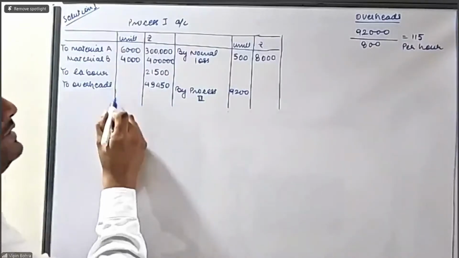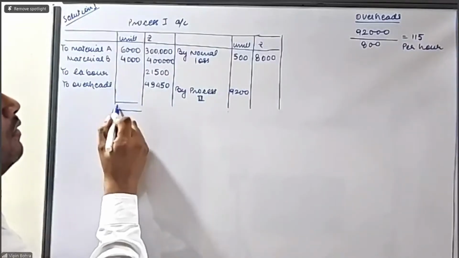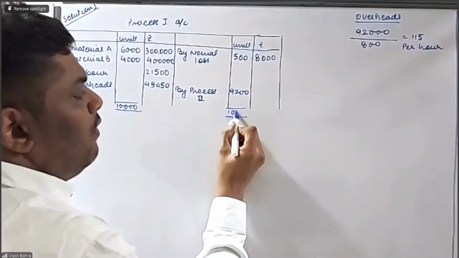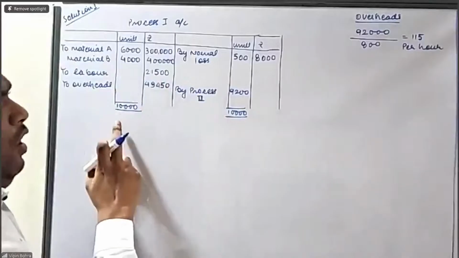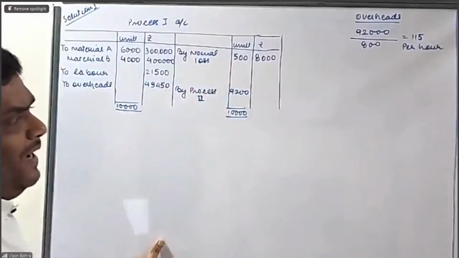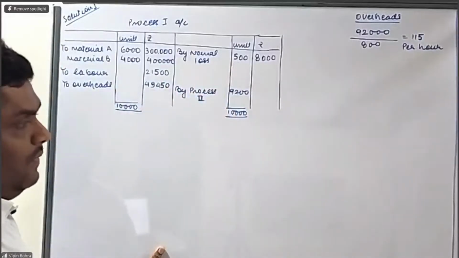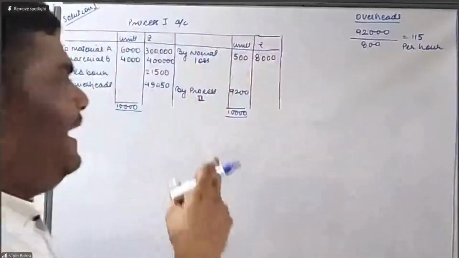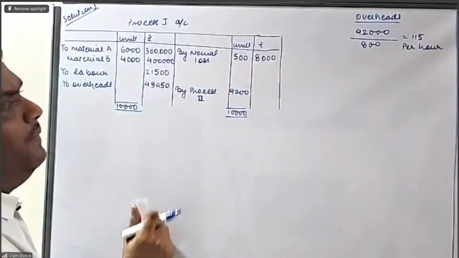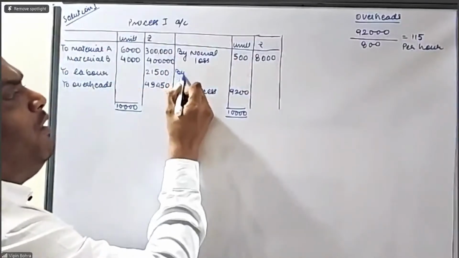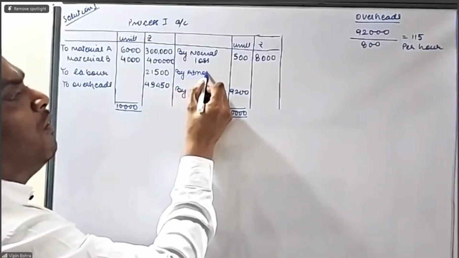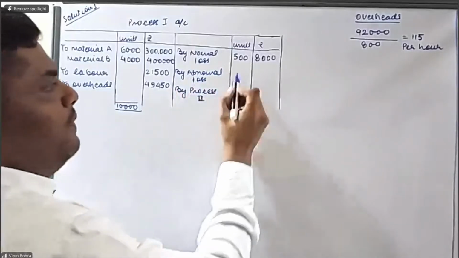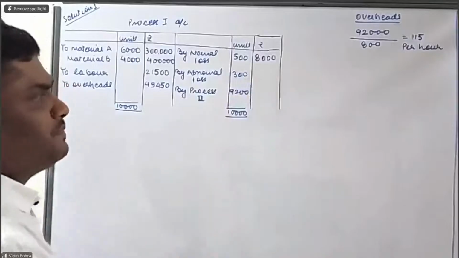So this is 10,000, and this should also be 10,000. However, of these 10,000 input, 500 is my normal loss. So my expected output is 9,500. However, my actual output is only 9,200. So we can say there is an abnormal loss of 300 units.